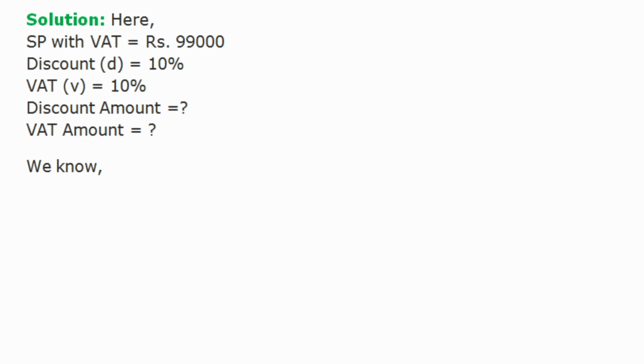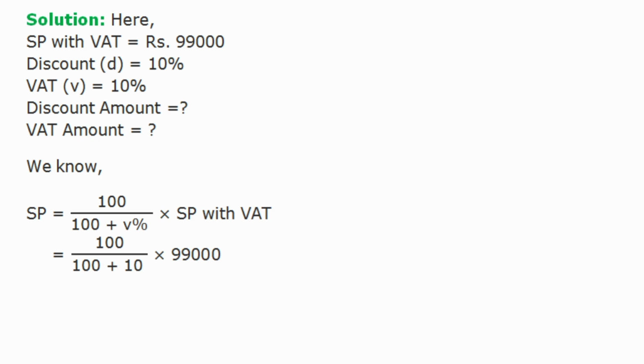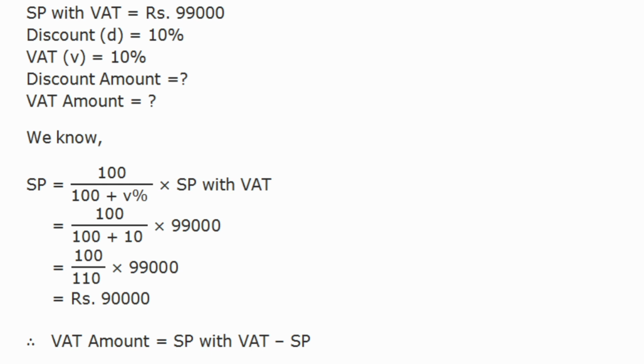We know, selling price SP equals 100 divided by 100 plus V% into SP with VAT. Now replacing V% and SP with VAT with the above values, equals 100 divided by 100 plus 10 into 99,000, equals 100 divided by 110 into 99,000, equals 90,000.